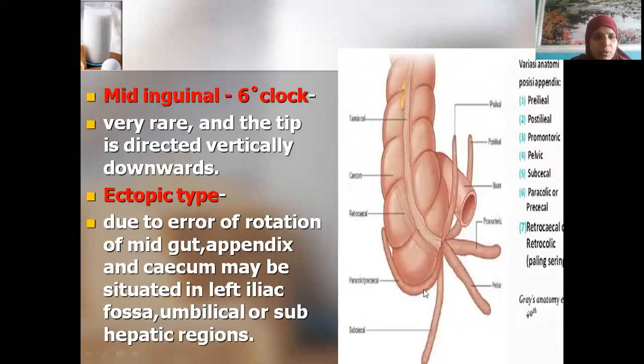Mid-inguinal point is 6 o'clock. Very rare. You can see here, the tip is directed vertically downwards. Ectopic, that means it can be anywhere, like you have seen ectopic position of the cecum. When we were discussing the cecum, it can be present in the left iliac fossa, umbilical region, hepatic region, so many places I told you. Correspondingly with the cecum, the appendix also will change its position. It will go along with the cecum. So it is due to error of rotation of the midgut. So the appendix and cecum may be situated in the left iliac fossa instead of the right iliac fossa, or in umbilical or subhepatic regions.